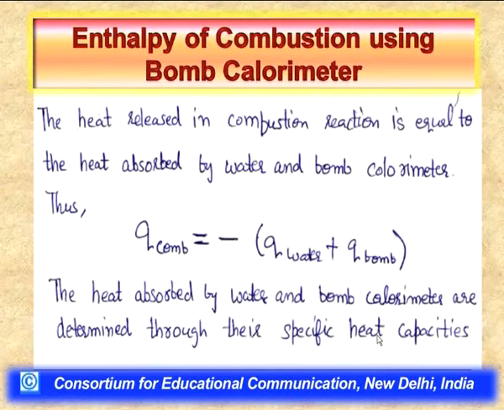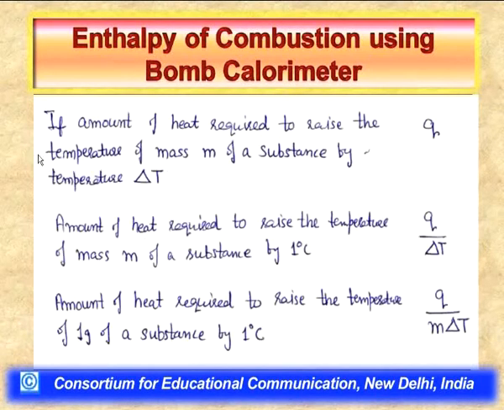The heat absorbed by water and bomb calorimeter is determined through their specific heat capacities. That means, if we have Q water and Q bomb, then we can determine Q comb. So, this heat absorbed by water and bomb calorimeter we can determine using their specific heat capacity. Just have a look at how we determine it.